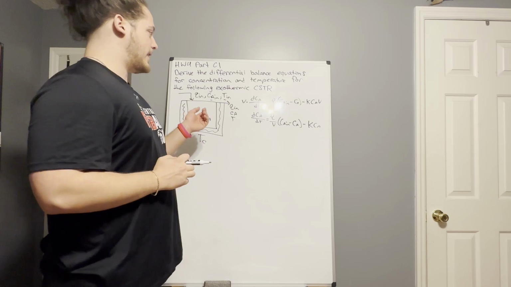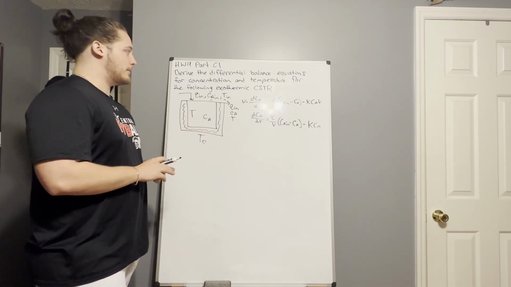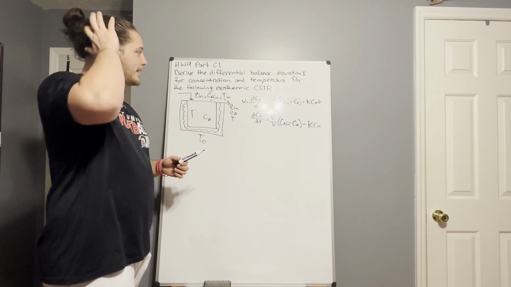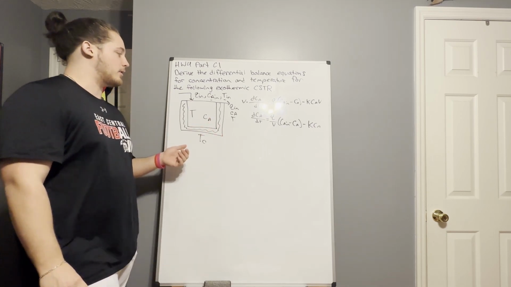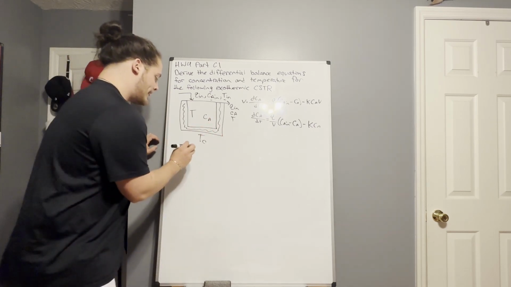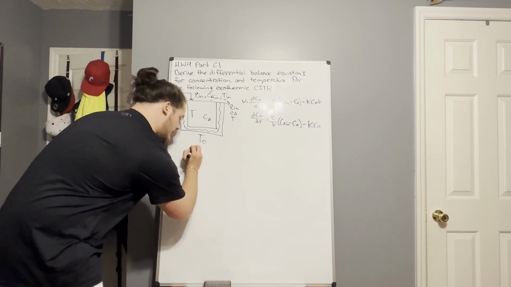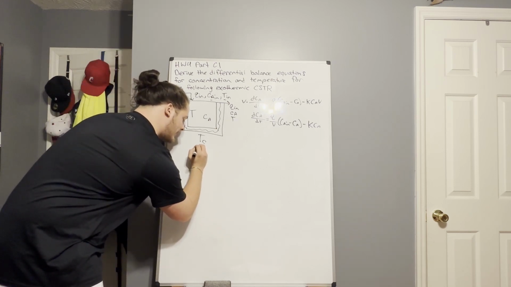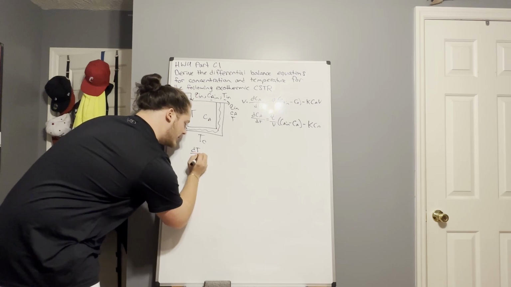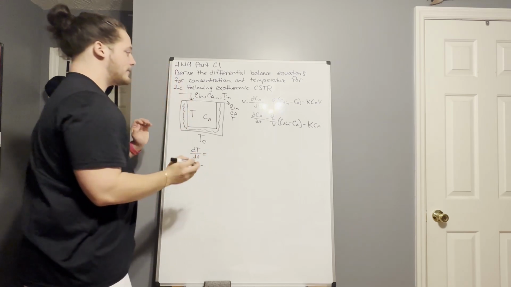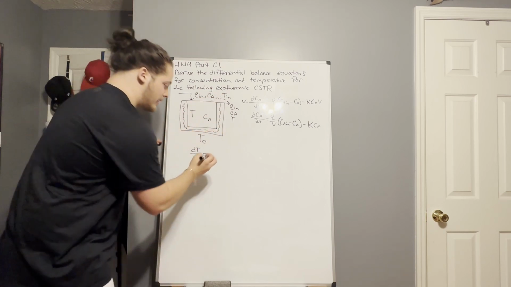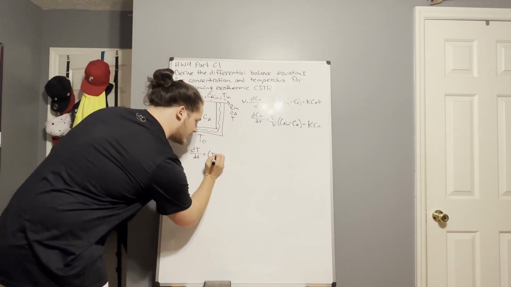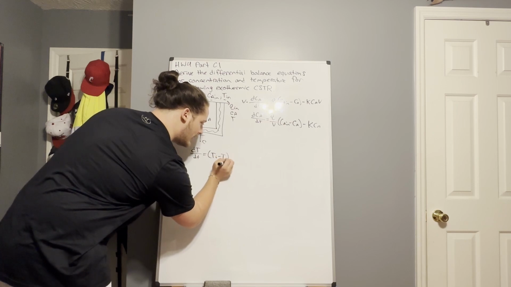So what we're going to do next is derive a differential balance equation for the temperature in this CSTR reaction. So to start here, we can go the differential temperature over time, and we can set that equal to the temperature in minus the temperature out, which we label as Ti minus T.